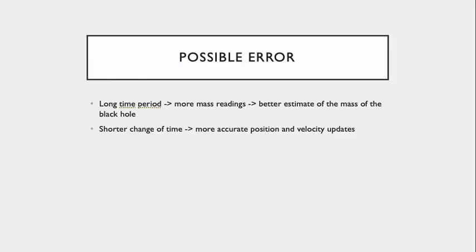So what are possible sources of error? Because this is a computer simulation, there's not really any computer error or anything like that, but we could have made the time period longer because it was reading the mass every iteration. We could have just increased that, which would have given us more readings and therefore a better average. We could have also decreased the change in time between those iterations, because we're calculating position and velocity updates using that net force that we calculate each iteration, and the shorter that delta t is, the more accurate it is as well.